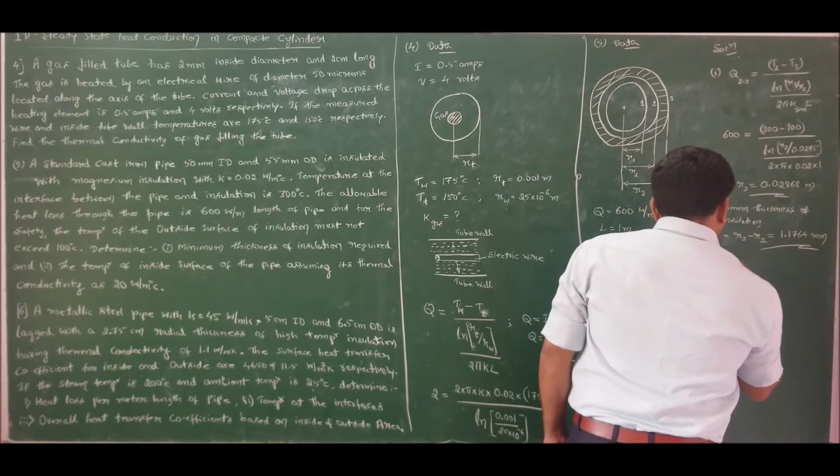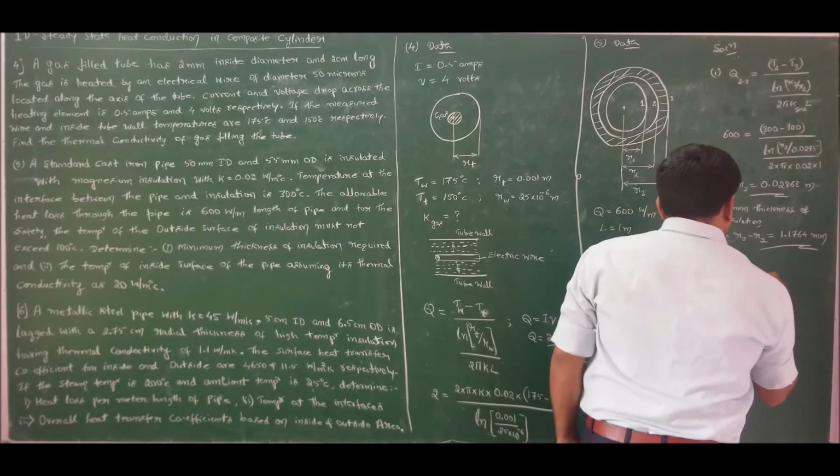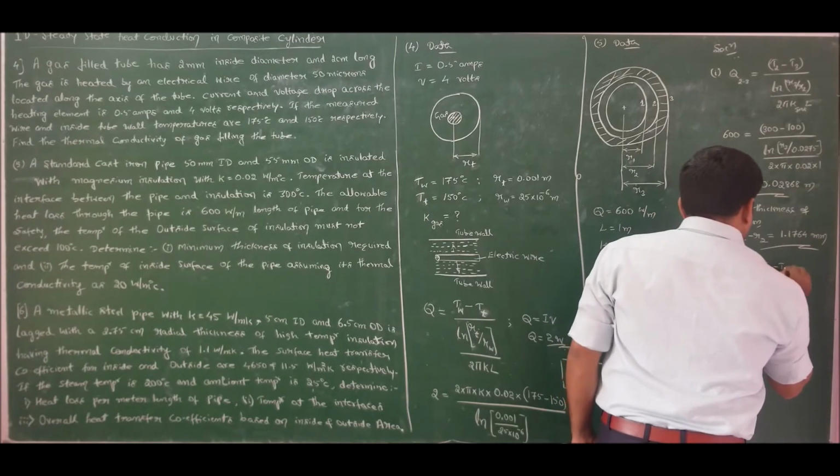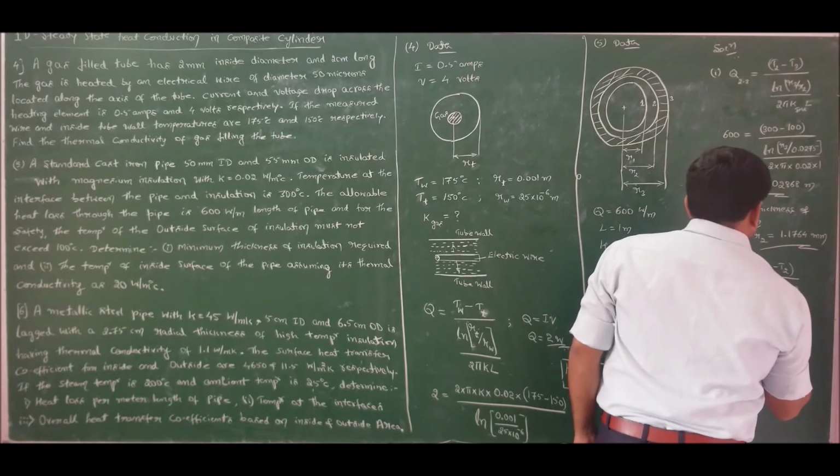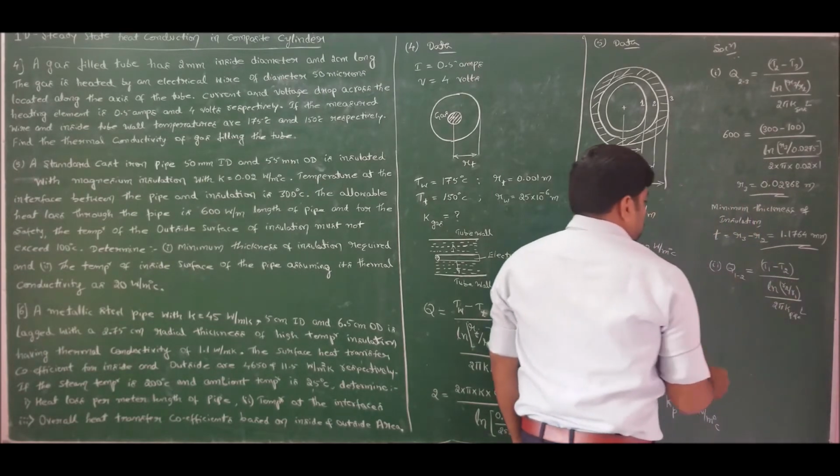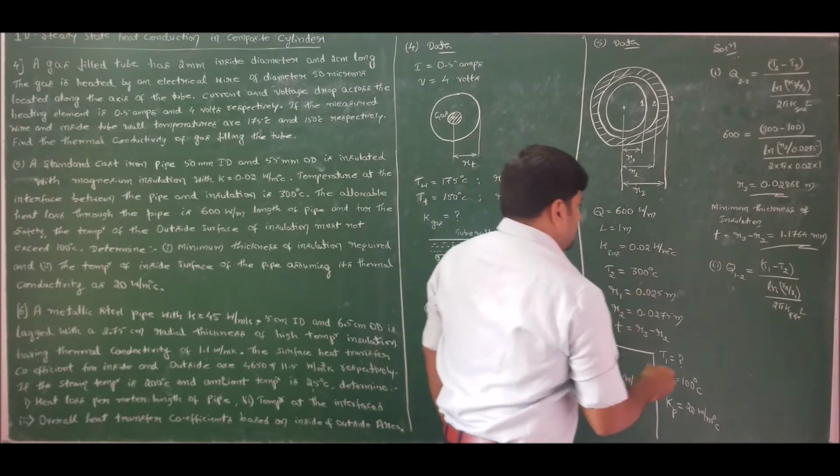use Q12, which is equal to T1 minus T2 divided by ln of R2 by R1 divided by 2 pi K of pipe into length. We know that Q by L is given as 600.